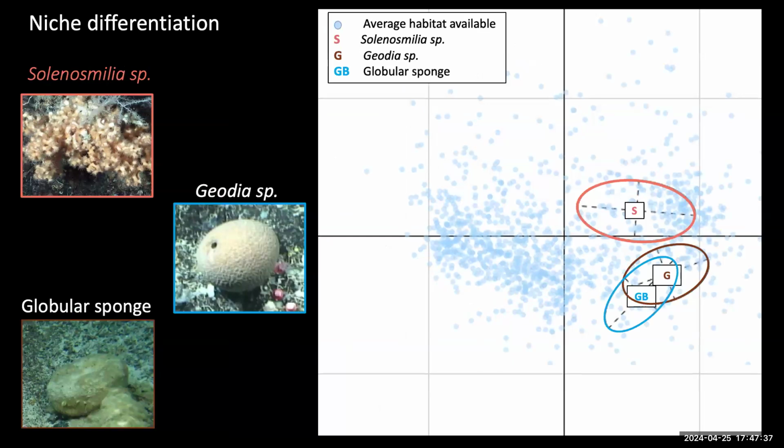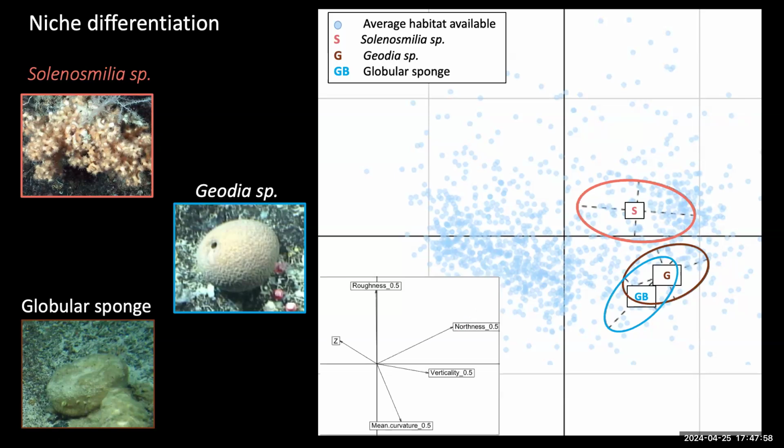Now, in the outer wall, I had the presence of Solenosmilia, Geodia, and globular sponge. And what happened is that Solenosmilia, as you can see, this circle here is completely separate from the circles that represent the niche of the sponges, indicating that there is no niche overlap. And what was driving that was, again, the orientation and also roughness.